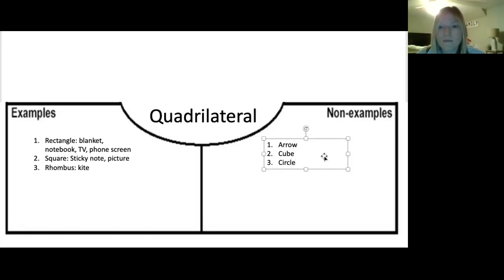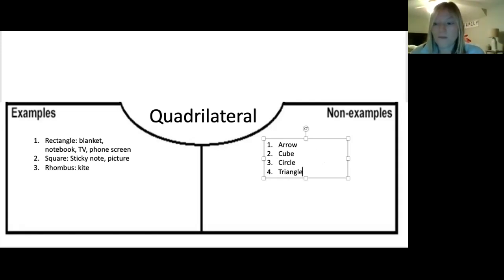Can you think of anything else in your room? I've got one more idea of what would be a non-example. Any other shape that's definitely not 4 sides, definitely not straight sides. Yes, go ahead. A triangle. Excellent, nice work. Because a triangle has how many sides? 3, amazing, 3 straight sides.